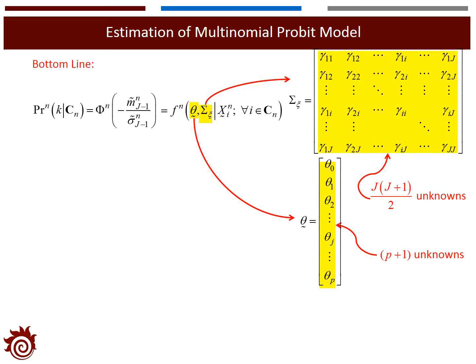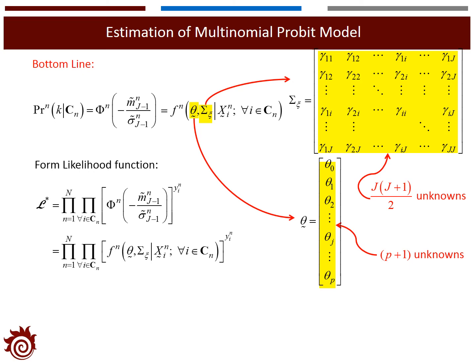In that sense, for the covariance matrix, we have j times j plus 1 over 2 unknown parameters, and there are p plus 1 unknown coefficients. Totally, we have p plus 1 plus j times j plus 1 over 2 unknown parameters to estimate for the Probit model.